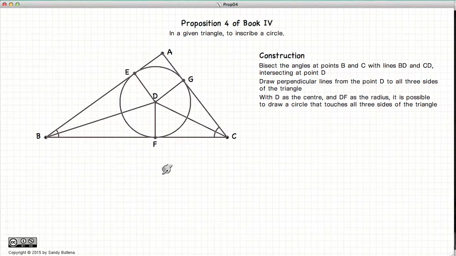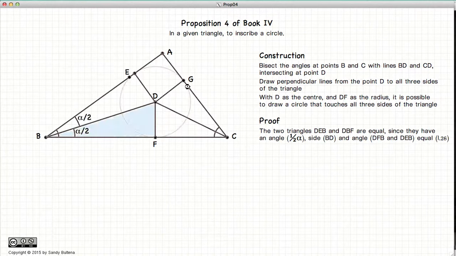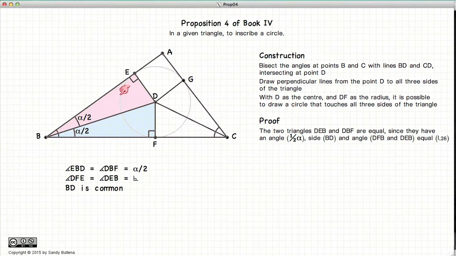Now with D as the center, we take the radius as DE or DG, doesn't really matter, and we draw a circle. And this circle touches the inside lines of the triangle. To prove this, let's look at these two triangles here, BED and BDF. Now we've bisected the angle at B, so this angle here is going to be alpha over 2, where alpha was the original angle.